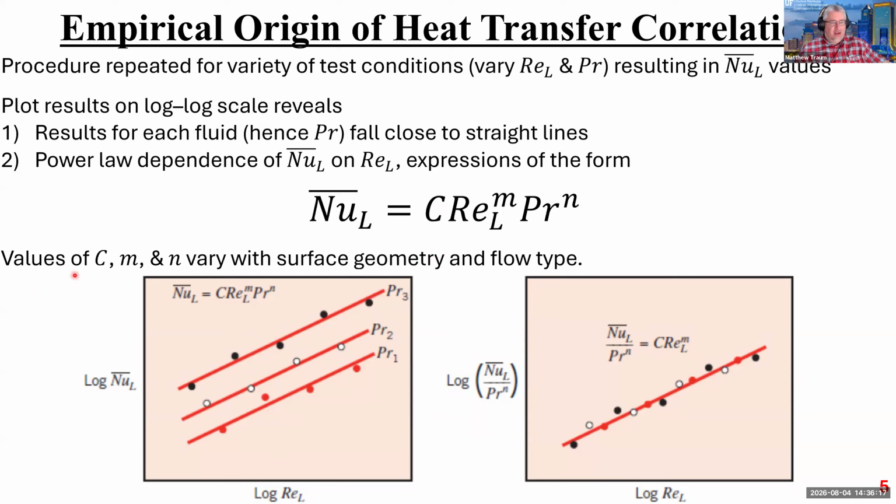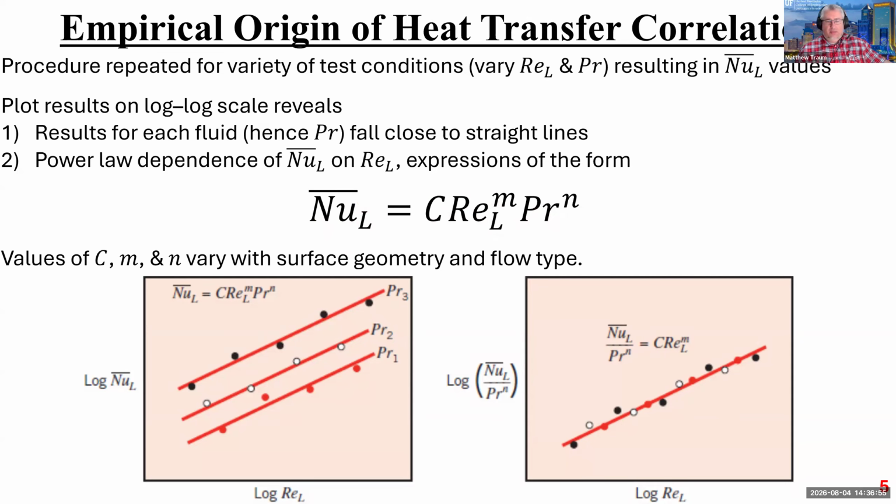So I say here values of C, M, and N vary with surface geometry and flow type. So this is true, except this overall correlation is like the correct functional relationship between the Nusselt number, the Reynolds number, and the Prandtl number for all flow over external surfaces, right? So this is true for flow over a flat plate, flow over spheres, flow over cylinders, etc. They all are of this form. So once you get this kind of general form, then it just becomes a matter of how you find C, M, and N for Reynolds number, Prandtl number.